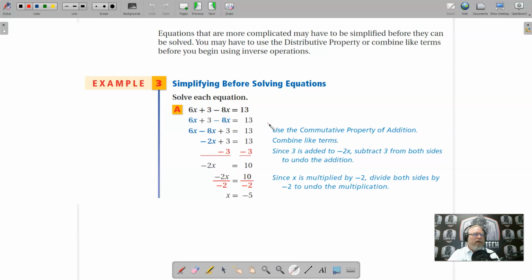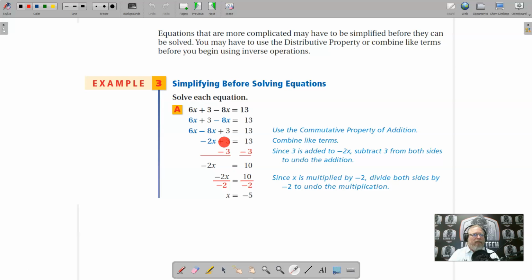So we do the rewrite here, and notice that we have 6x's and a negative 8x's. So using the commutative property, we're going to switch the negative 8x with the positive 3. We see that's done right here. Now we have our x's next to each other, and we can combine those terms. So 6 minus 8 is negative 2. Negative 2 what? Negative 2 x's. Let's bring down the negative 3, bring down the 13.